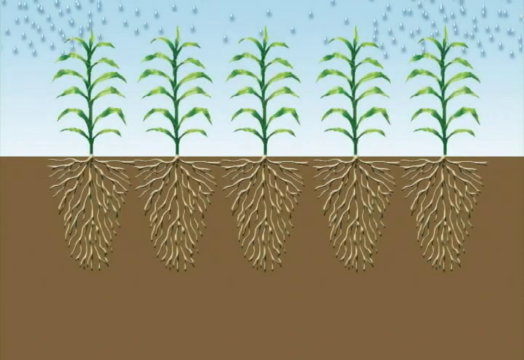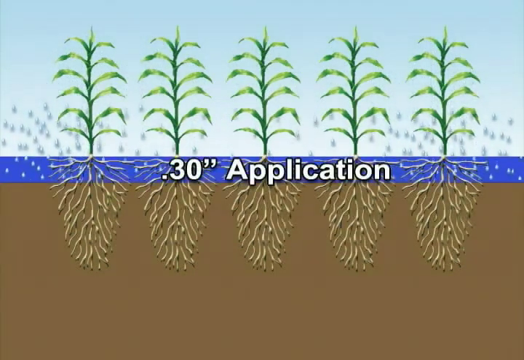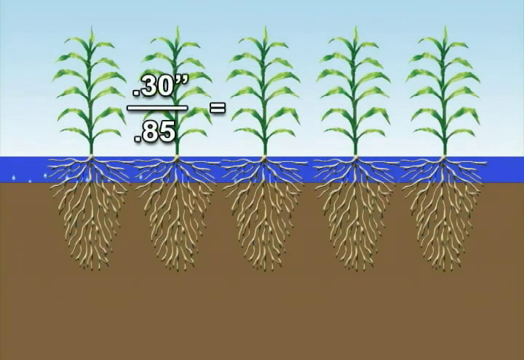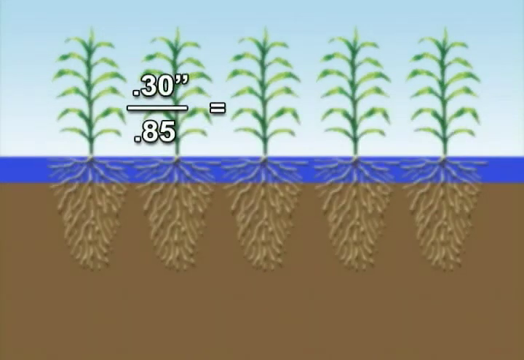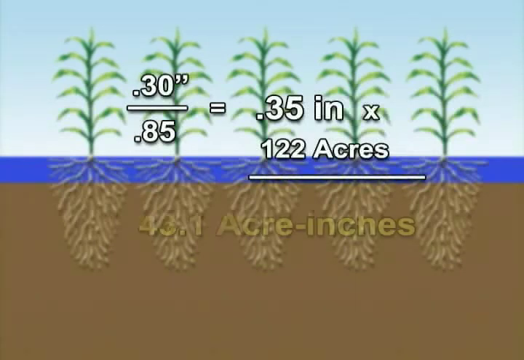The chemical label recommends a water application depth of 0.3 inches. Again, assuming an estimated efficiency of 85%, 35 hundredths of an inch of water needs to be pumped to net a 0.3-inch water application. The total acre inches of water that needs to be pumped is found by multiplying 0.35 inches of water times 122 acres. A total of 43.1 acre inches of water are needed.